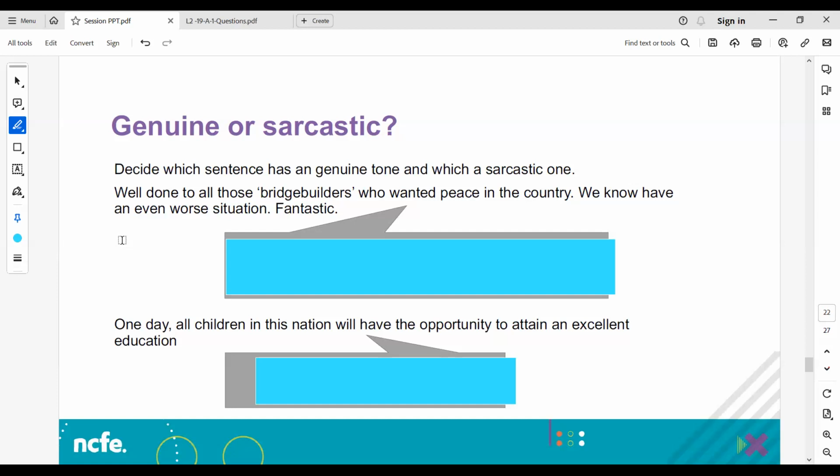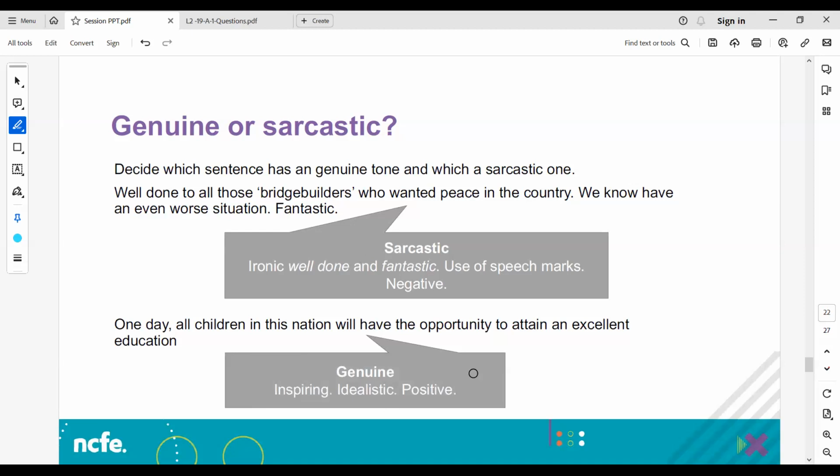The first one is sarcastic. Good. So the first one, and the features there, we've got speech marks around bridge builders, so implying that they didn't really build any bridges for peace. Well done. So if you think about the tone of it, if someone was saying it out loud, they're going to be saying well done, you know, it's very negative. They're not being genuine with that fantastic at the end. So this one is genuine, it's inspiring, idealistic, it's got a positive tone to it.